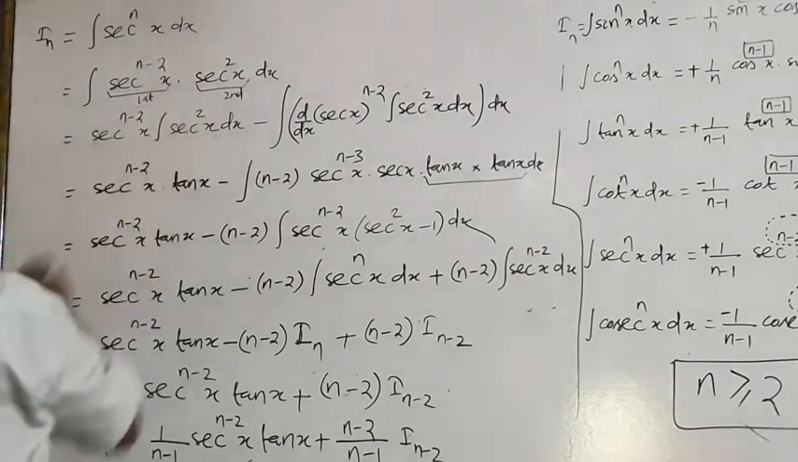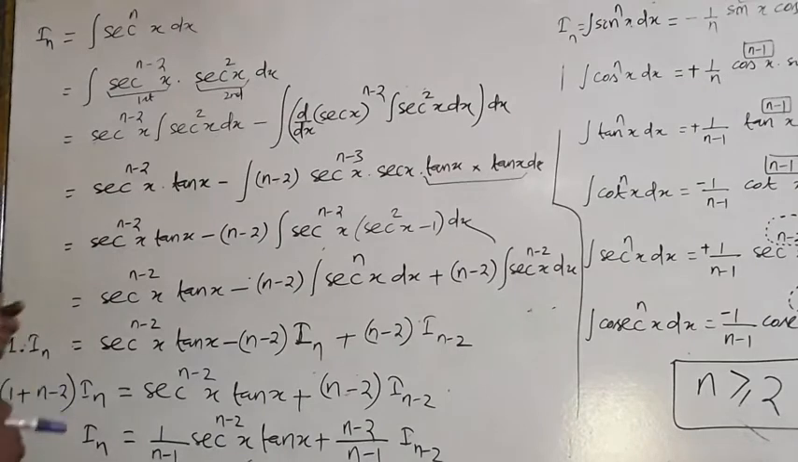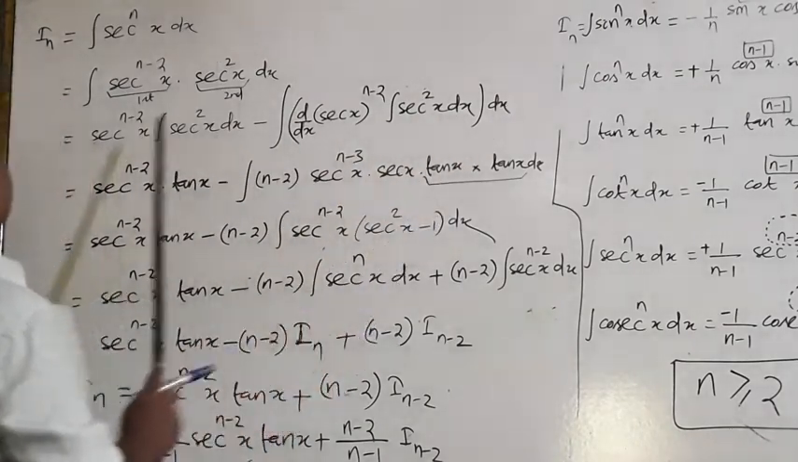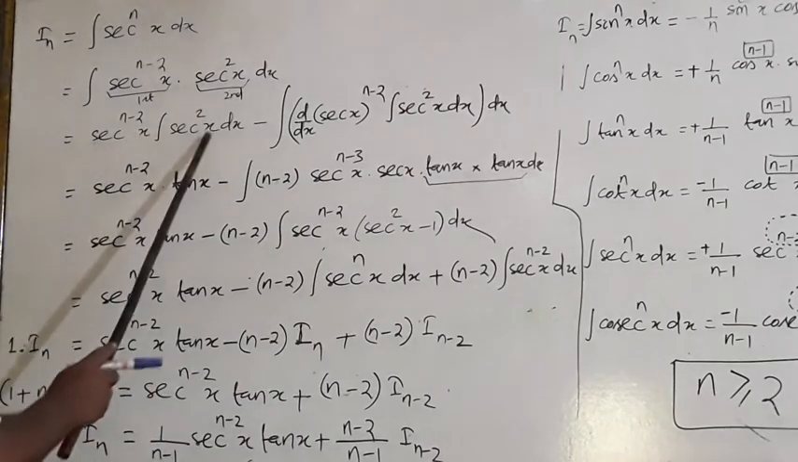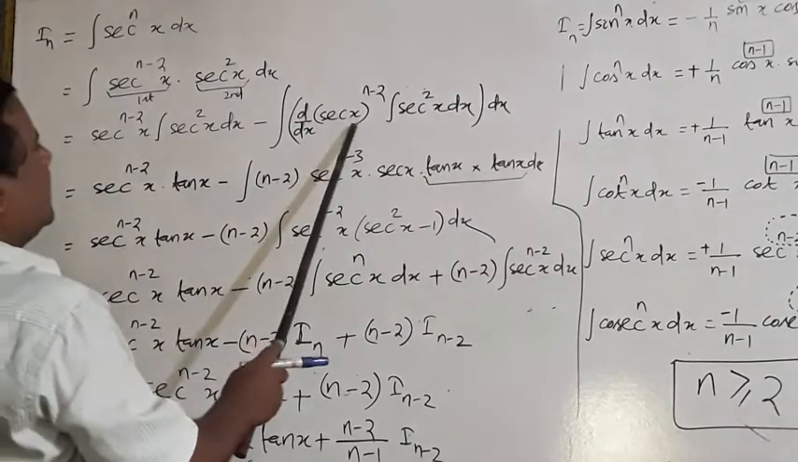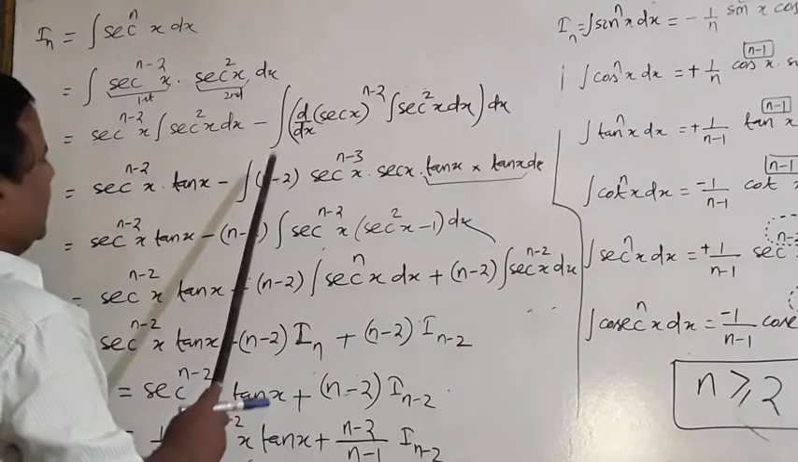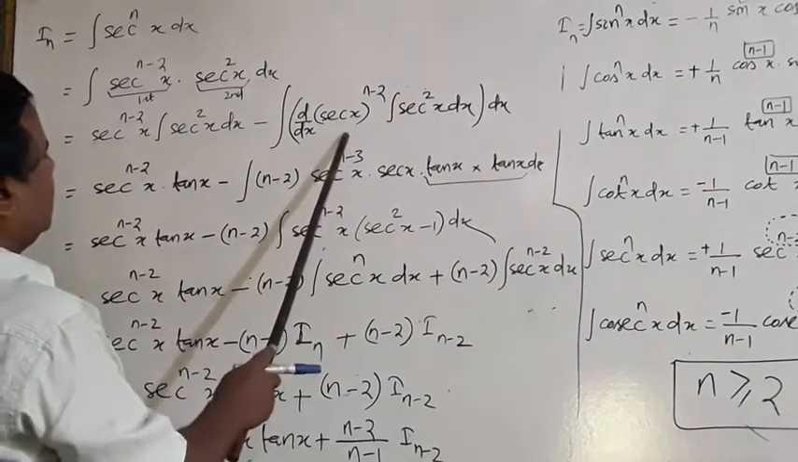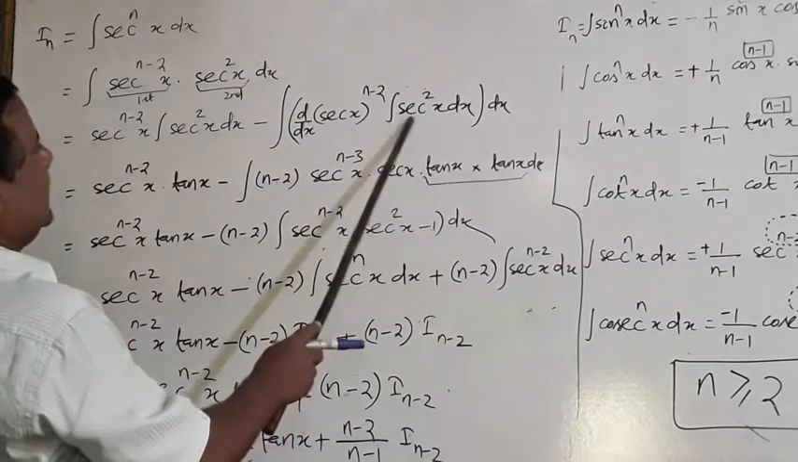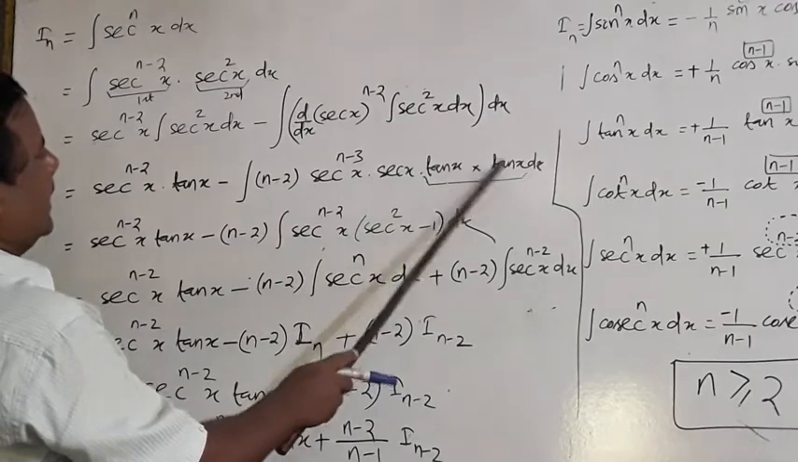Okay. Now what will you do? First, integration of second minus derivative of first into integration of second. Integration of sec square x is tan x, minus derivative of sec x to the power n minus 2, that is n minus 2 sec power n minus 3 x into derivative of sec x, which is sec x tan x. Integration of sec square x is tan x.